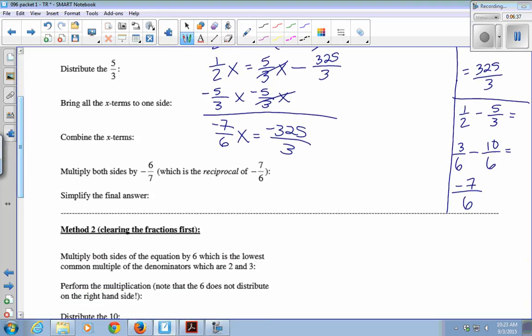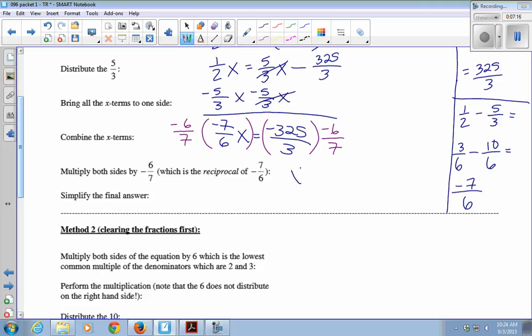All right. Remember, your goal when you're solving an equation is to get the x by itself. So what I'm going to do to get that x by itself is multiply both sides of the equation by -6/7. That's the reciprocal of 7/6. When you multiply reciprocals together, you get 1. So I'm going to multiply both sides of this equation by -6/7. So my result, -6/7 times -7/6, those are going to cancel. I get positive 1.